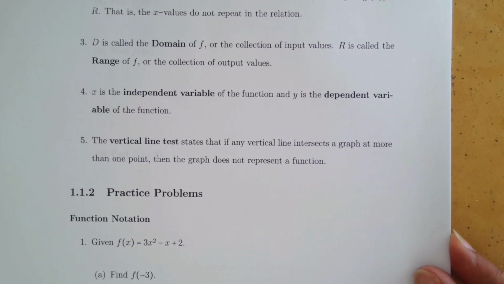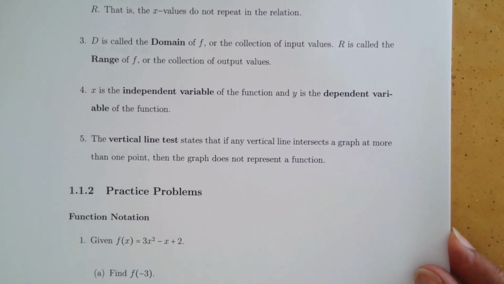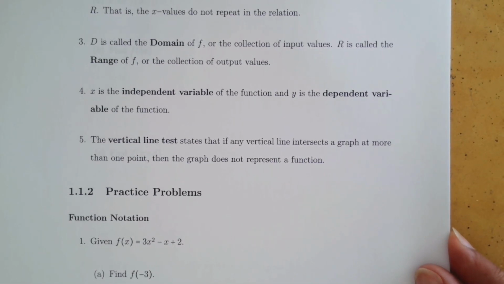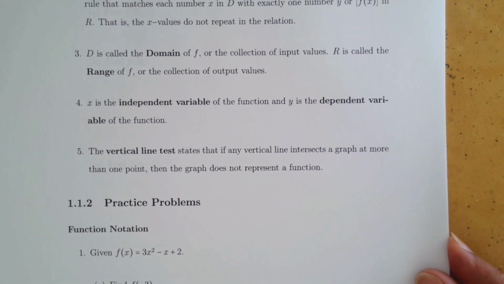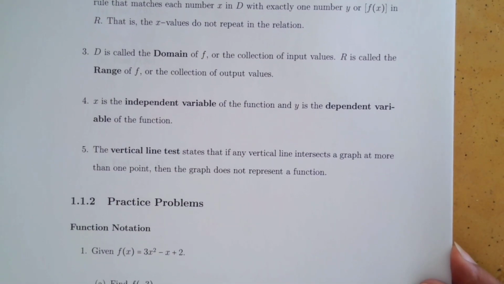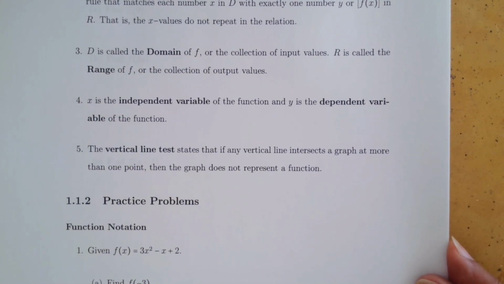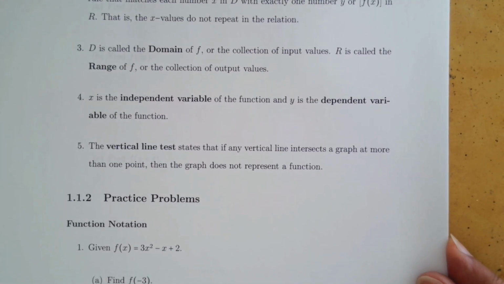Okay? All right, and then the last thing is called the vertical line test. And that states that if any vertical line intersects a graph at more than one point, then the graph does not represent a function. So in numbers 2, 3, and 4, we were talking about equations and looking at x's and y's. In number 5, if you're given a graph, then to tell if that's a function, you would use what's called the vertical line test. So you don't have to have an equation. You can just look at the graph and know if you have a function or not.